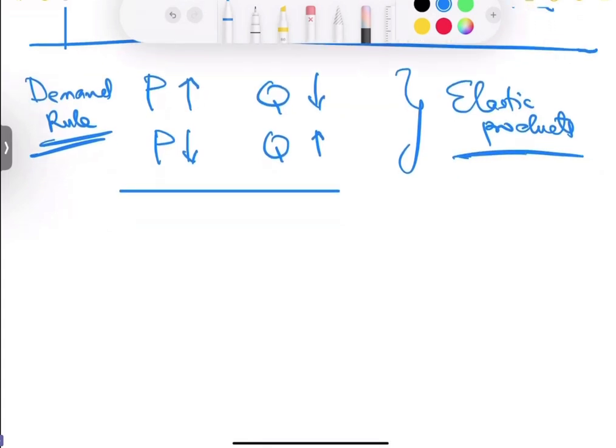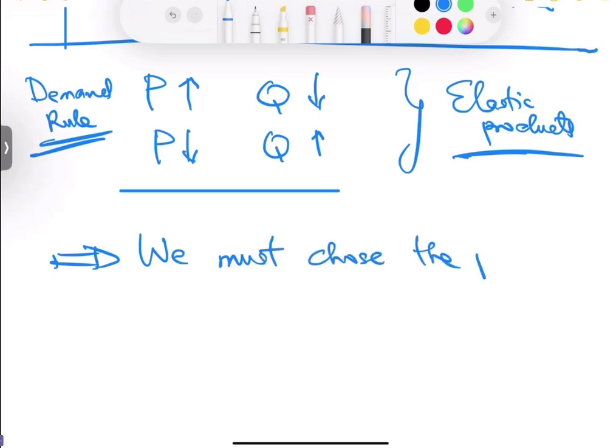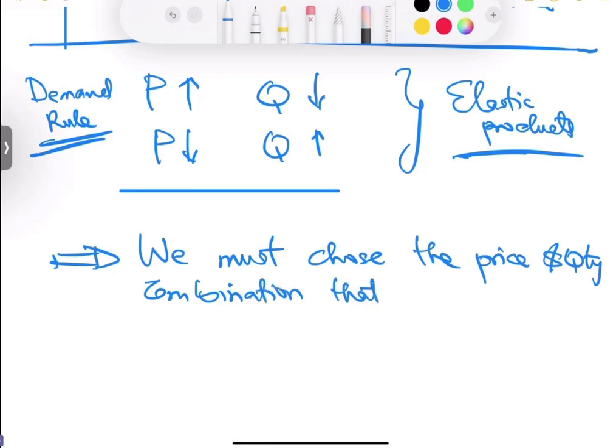Right. So how do we now know at what point do we price our products? The answer is that we have to choose. Let me write it. We must choose the price and quantity combination that will give the highest profit.